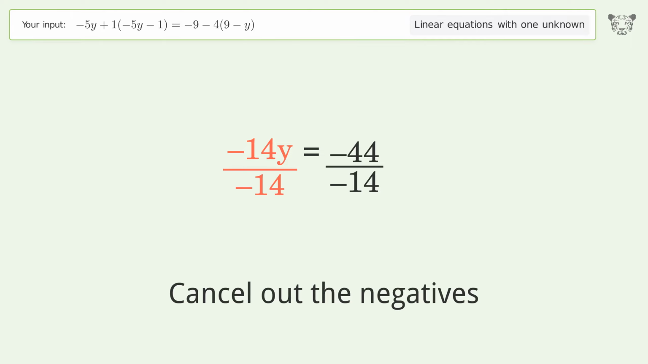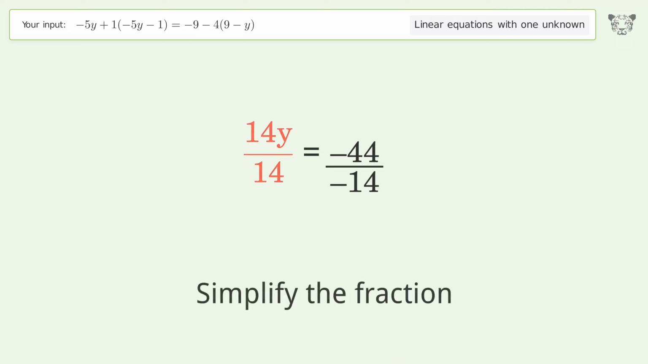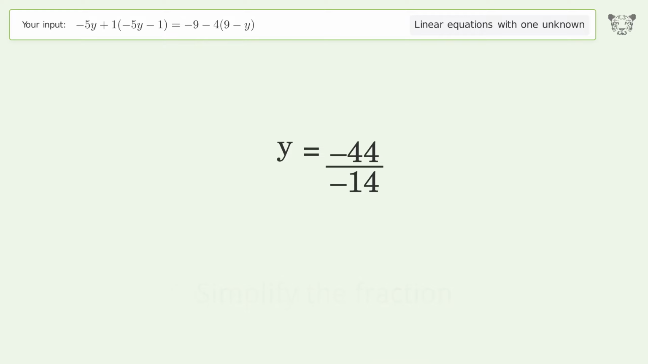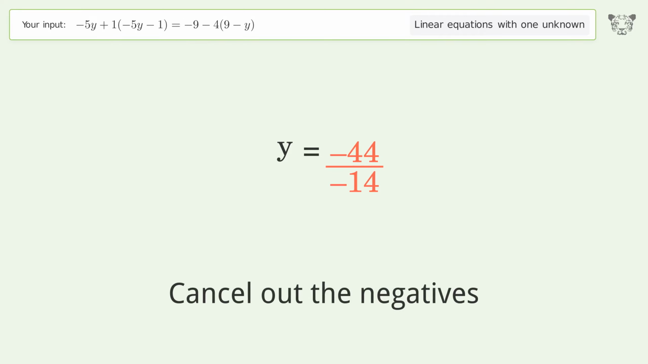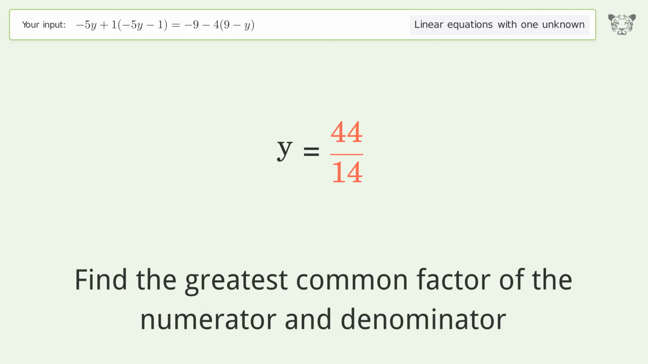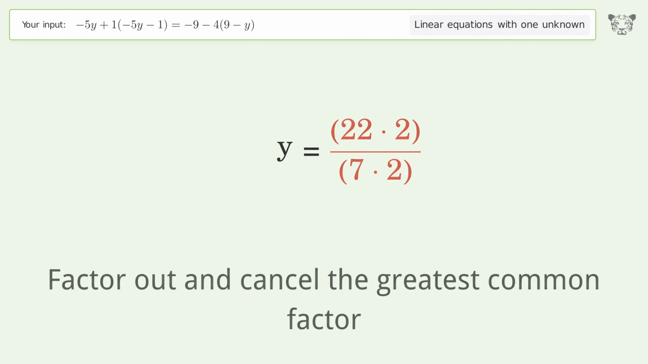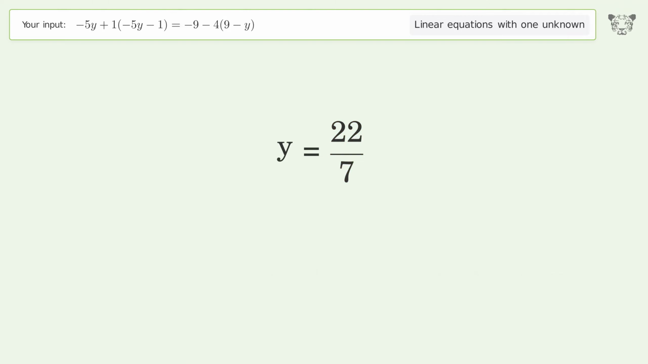Cancel out the negatives. Simplify the fraction. Cancel out the negatives. Find the greatest common factor of the numerator and denominator. Factor out and cancel the greatest common factor. And so the final result is y equals 22/7.